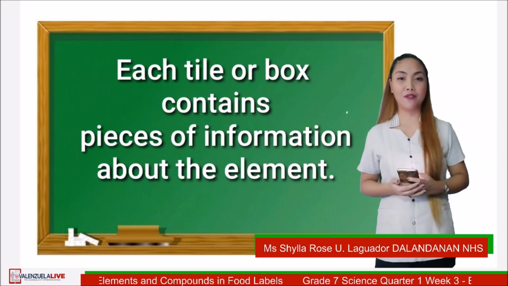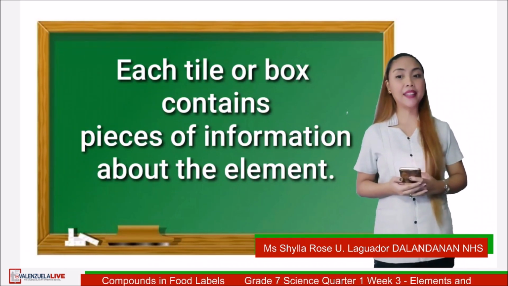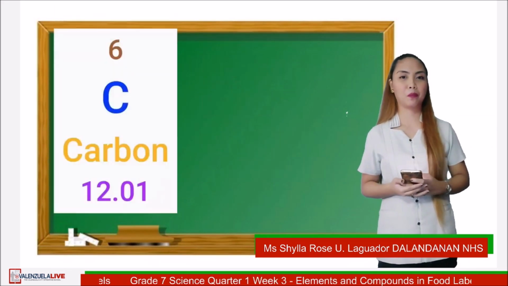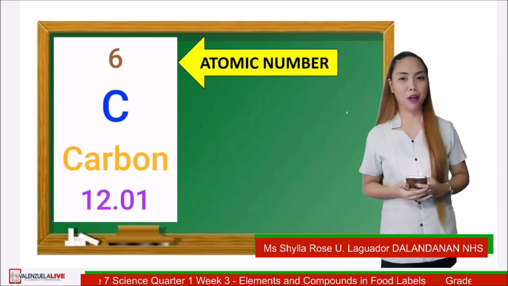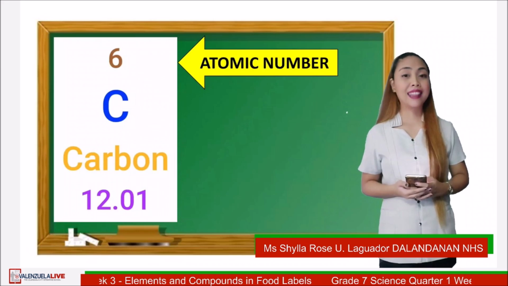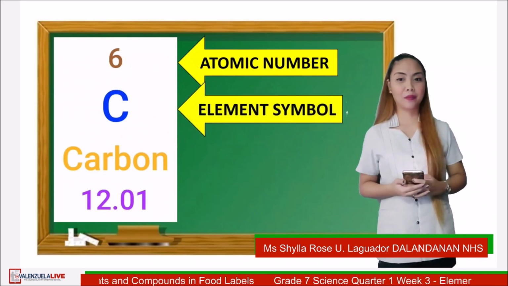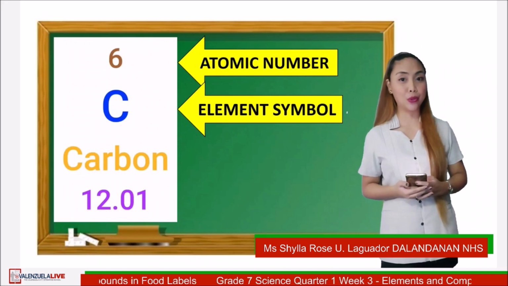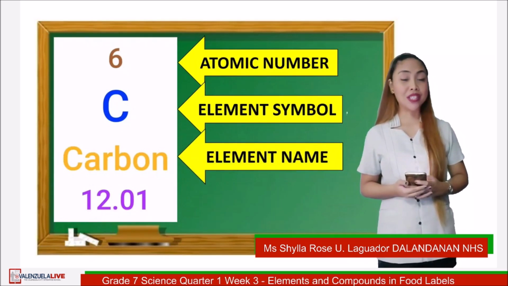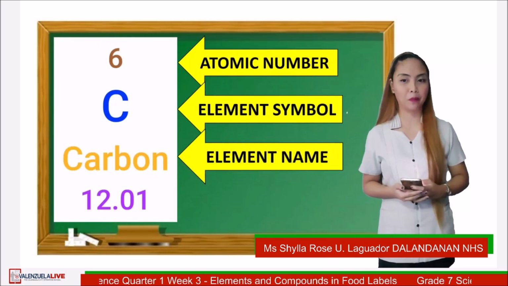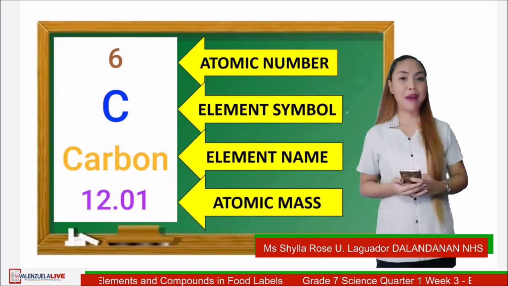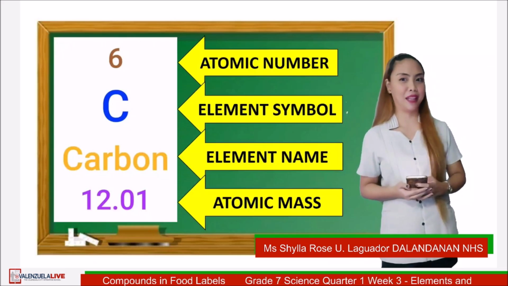As mentioned in our previous learning unit, some basic details about the elements that can be observed in the periodic table include the following. First, the atomic number, which is the number of protons in the nucleus of an atom. Next is the element symbol, which is an abbreviation used to represent an element. Next is the element name, which is the term that may indicate their element group. And lastly is the atomic mass, which is the quantity of matter contained in an atom of an element.